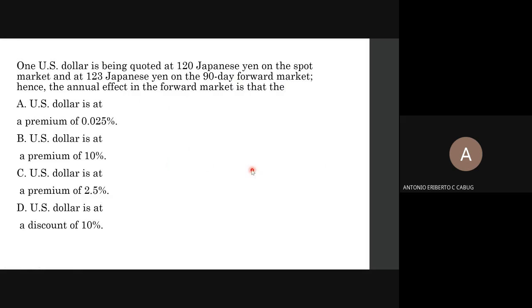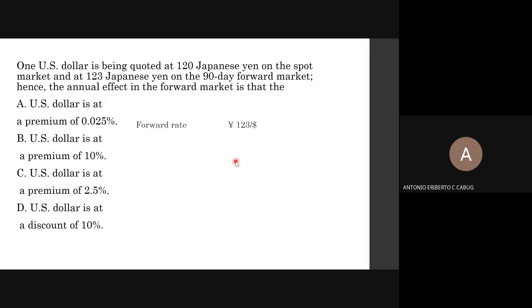Answer now. Ano ang sagot nyo? What is the annual effect in the forward market? Everyone, nasaan yung sagot nyo?